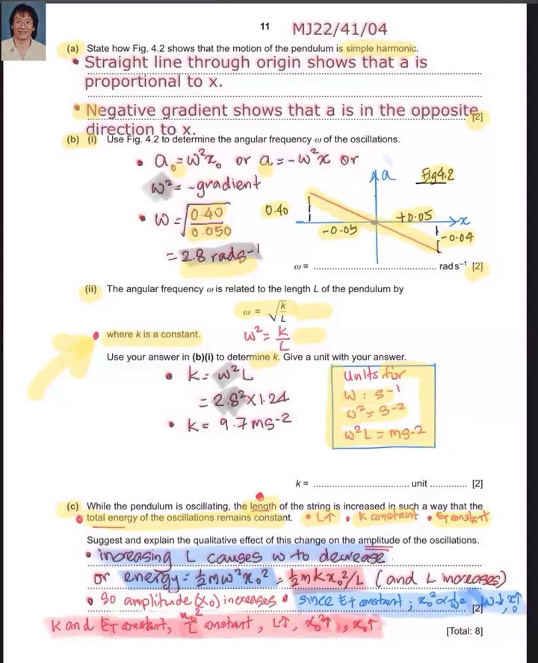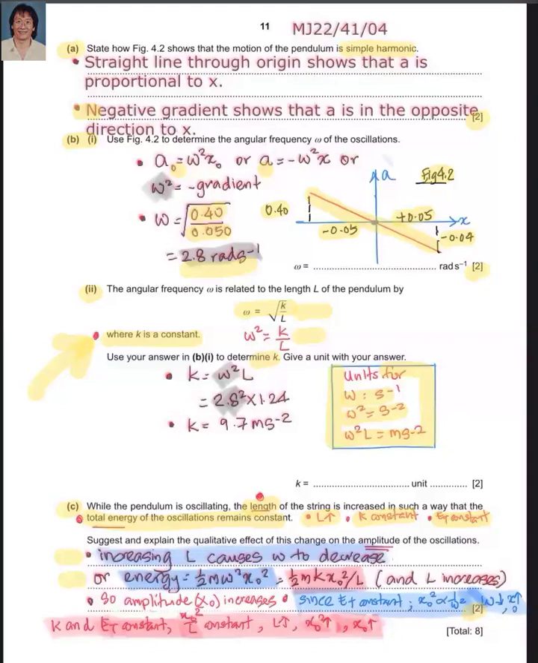In order to score the 2 marks in this question, we can first say that increasing L will cause the omega to decrease. Therefore, the total energy, which is the maximum kinetic energy, is half m omega square XO square. Since your ET is constant, the total energy is constant, XO squared is directly proportional to 1 over omega squared. Therefore, when omega decreases, your XO squared will increase.